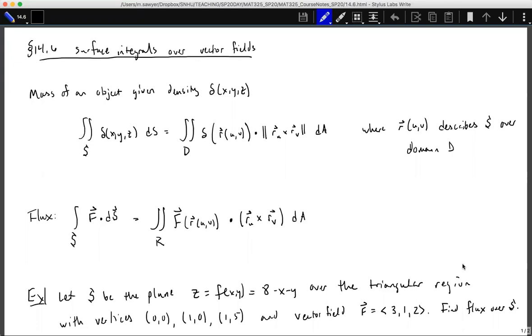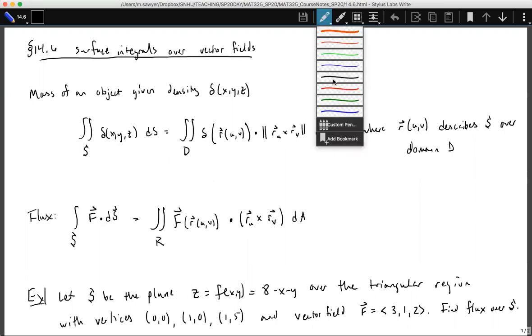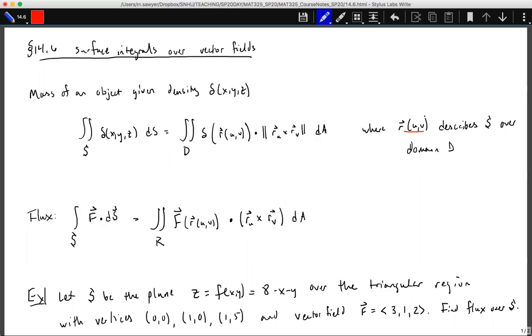So one thing to note is that you can take the mass of an object, if you have its density over a surface. You can write that as the double integral over the surface of the density function dS. If you take that surface and parameterize it in terms of r, where it has two inputs, r of u and v, describing that surface, dS becomes the magnitude of ru cross rv dA over that domain D. So if you're given a problem where you're finding the mass, you can use that density function here to calculate the surface integral.